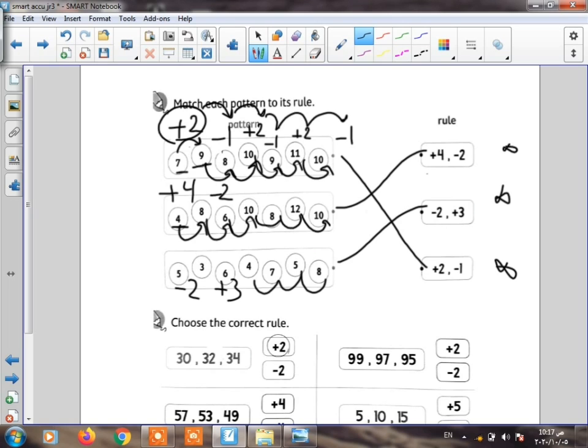The meaning of pattern rule. What will we do every time? Every time we make +4 -2, and we will repeat it. So this is our rule. Every time we make -2 +3, -2 +3. So this is our rule. Here, every time we make +2 -1, +2 -1, and so on. So this is our rule. This is the thing that we repeat every time.